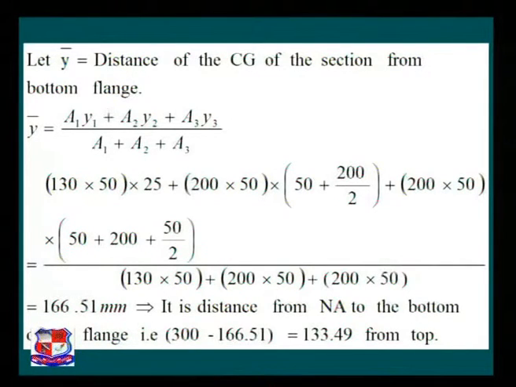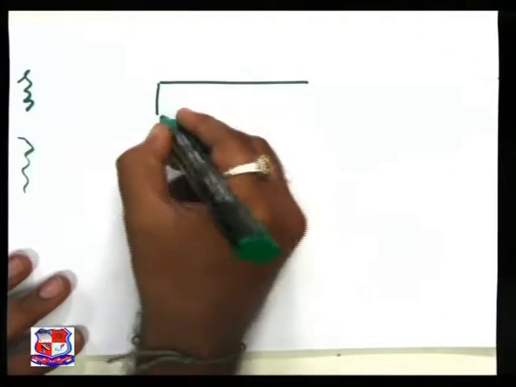This is the procedure. Let y bar be the distance of the CG of the section from the bottom flange. So y bar is equal to a1 y1 plus a2 y2 plus a3 y3 divided by the summation of all three areas, a1 plus a2 plus a3. Now let us understand what a1, a2 and a3 are. Let us switch to the tabletop. This is the given section.